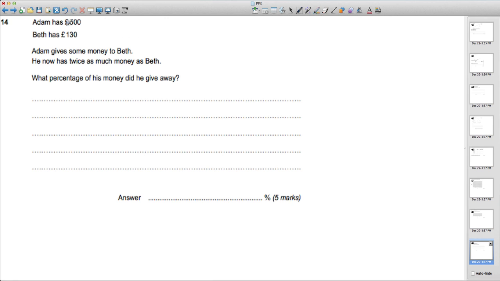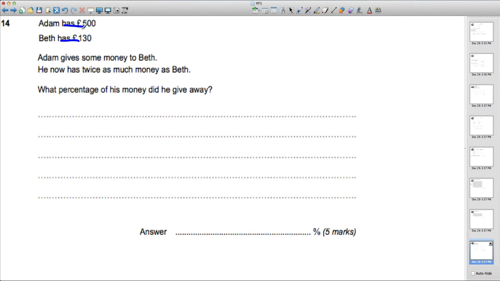Okay, Adam has £500. Beth has £130. Adam gives Beth some money. He now has twice as much money as Beth. What percentage of his money did he give away, for 5 marks? When you don't know how much money was given away, let's just use some algebra. It's easy to use algebra at this point. So, Adam has £500. He gives some money to Beth. So let X be money given to Beth.